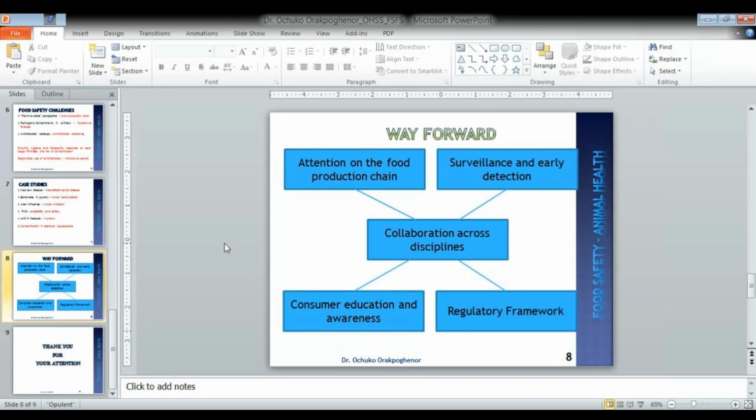Okay, just like I said, everything still boils down to sensitization and awareness. Probably the awareness is not there, or they are not informed, or there is ignorance. I believe that if the bulk of the energy is channeled towards awareness, sensitization and education, everything will fall in place.